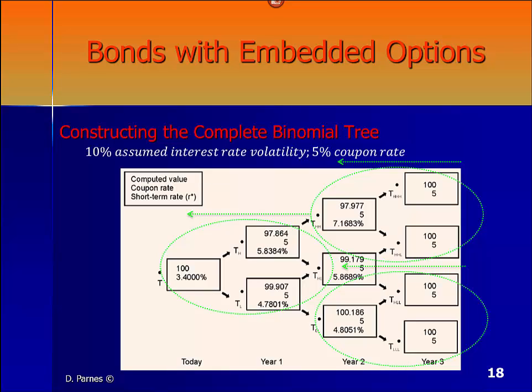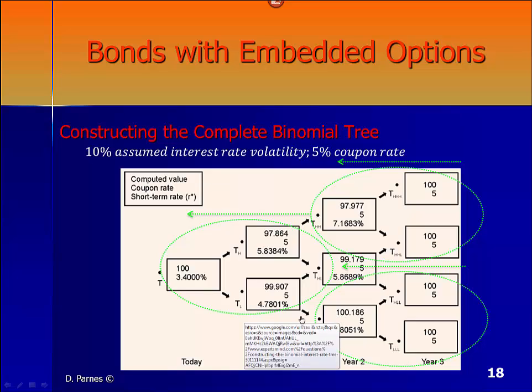Now we will also embed here the call price. For example, in this story, if the call price is 100, then we're doing on each and every node the minimum between the straight value and 100. The minimum between 97.977 and 100 will stay 97.977. So it's not going to change. Same thing here, 99.179. The minimum between that value and 100 stays at 99.179. So the value will not change here.